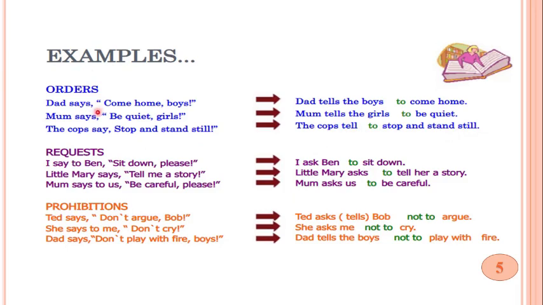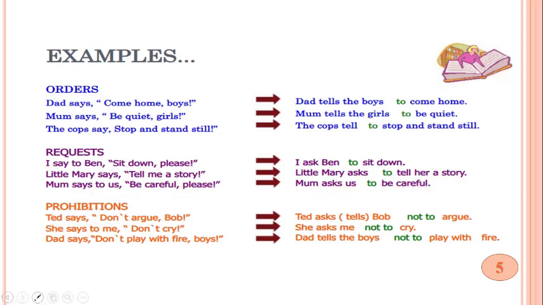That's for the orders. For the request, I say to Ben, sit down please. This is a request. I ask Ben to sit down. Little Mary says, tell me a story. Little Mary asks to tell her a story. Mom says to us, be careful please. So mom asks us to be careful.